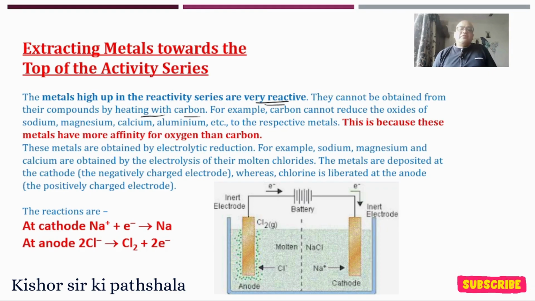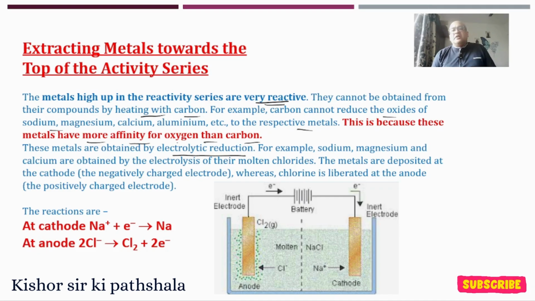Earlier we saw that carbon was doing reduction. But carbon cannot reduce the oxides of sodium, magnesium, calcium to the respective metals. Why? Because these metals have more affinity for oxygen than carbon. So what we need to do is that the metals are obtained by electrolytic reduction.